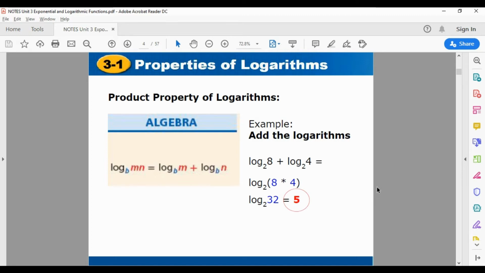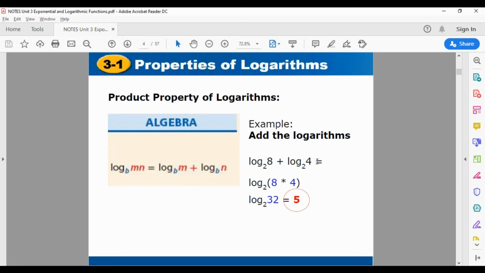We have a couple of major properties that we're going to be looking at, the first of which is the product property of logarithms. What it states is that if you have a logarithm base b of the product of two numbers, that is the same as the logarithm of the same base of one of the factors plus the logarithm of the same base of the other factor. So in the example here, log base 2 of 8 plus log base 2 of 4, we can look at this property in reverse and see that it's going to be the product of these two factors, 8 and 4.